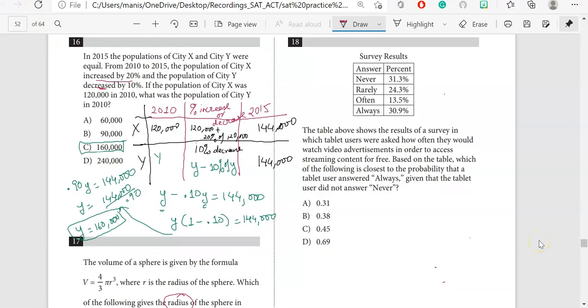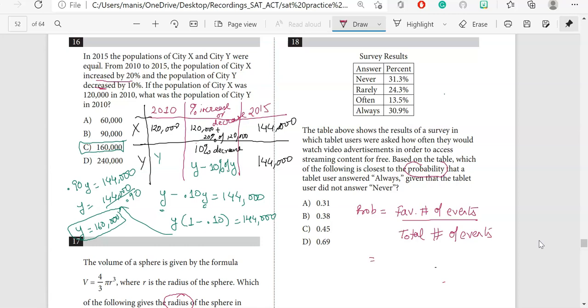The table above shows the results of a survey in which tablet users were asked how often they would watch video advertisements in order to access streaming content for free. Based on the table, which of the following is closest to the probability? Now the keyword over here is probability. Whenever the word probability comes, you should always write the formula. Probability is favorable number of events over total number of events. This is the formula you should always keep in mind whenever you are working on problems related with probability.